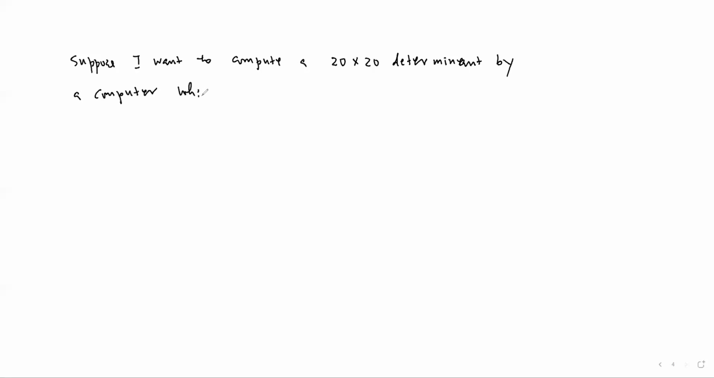Now suppose I compute a 20×20 determinant by using a supercomputer, a computer which can perform 10^10 floating point operations per second. 10^10 is 10 billion. This computer is powerful.